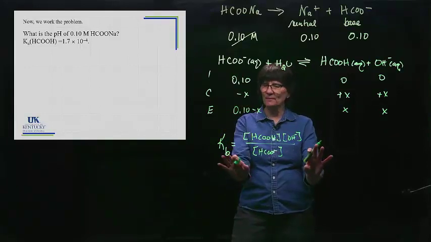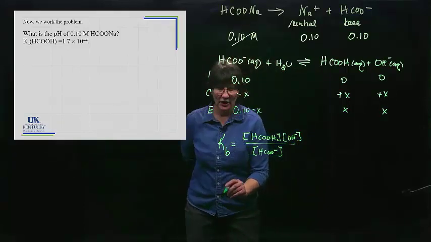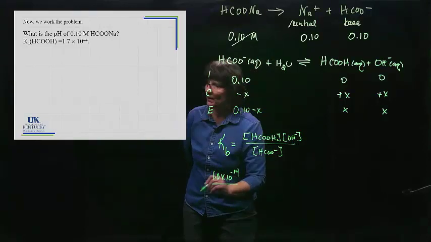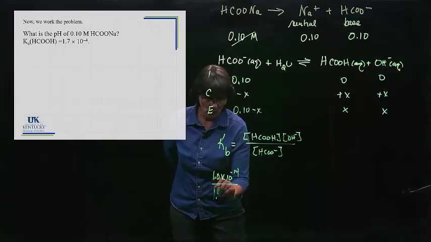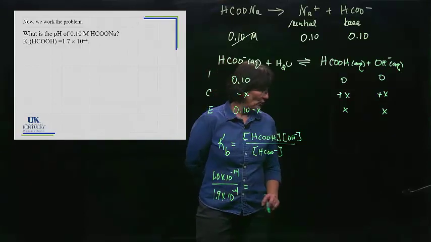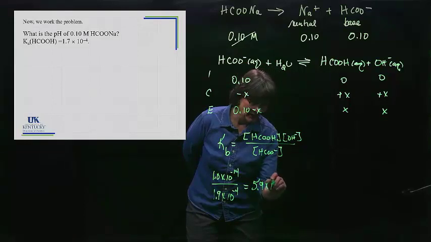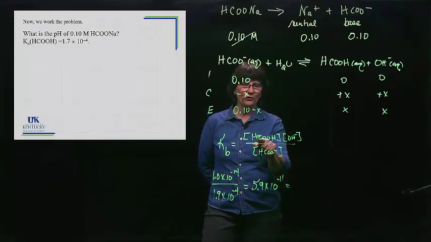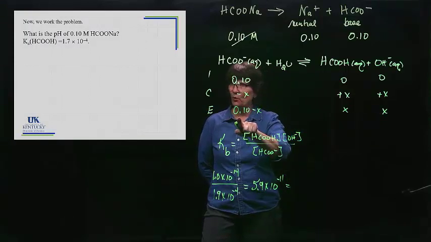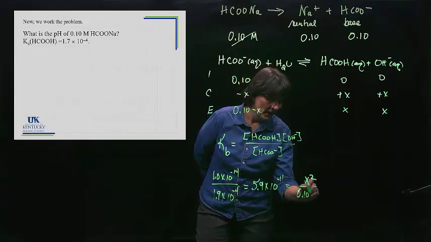So now let's plug things in. I need a Kb. They gave me Ka of the acid. So Kb would be 1 times 10 to the minus 14 divided by the Ka that we see on the screen, 1.7 times 10 to the minus 4. The value of that K is 5.9 times 10 to the minus 11. And that is equal to X times X divided by 0.10 minus X. So that's X squared divided by 0.10 minus X.